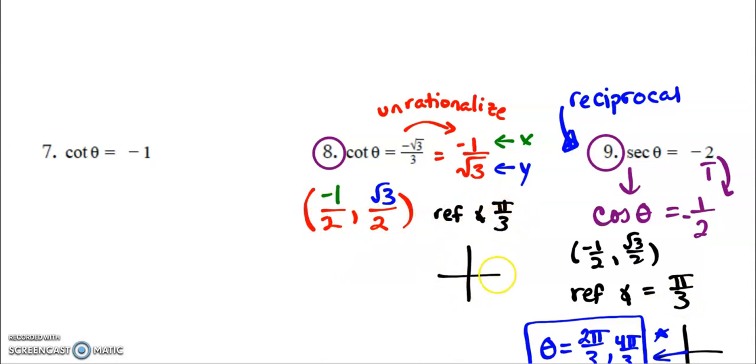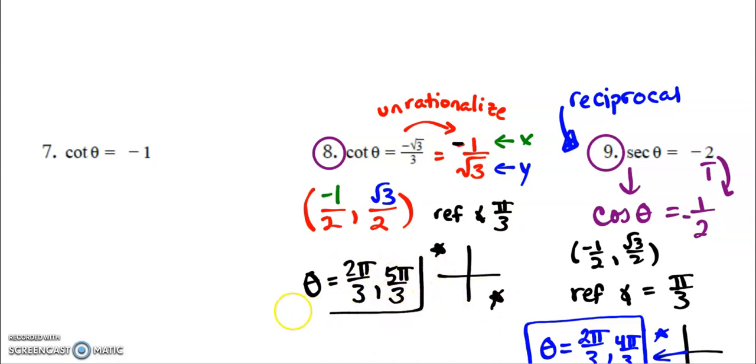But now I want these angles because it's a negative cotangent, which is negative in the same place as a tangent. I want it to land in the second and the fourth quadrant. So I want the pi over 3 angles that land in the second. I already did that one, 2 pi over 3. And the fourth quadrant is 5 pi over 3.